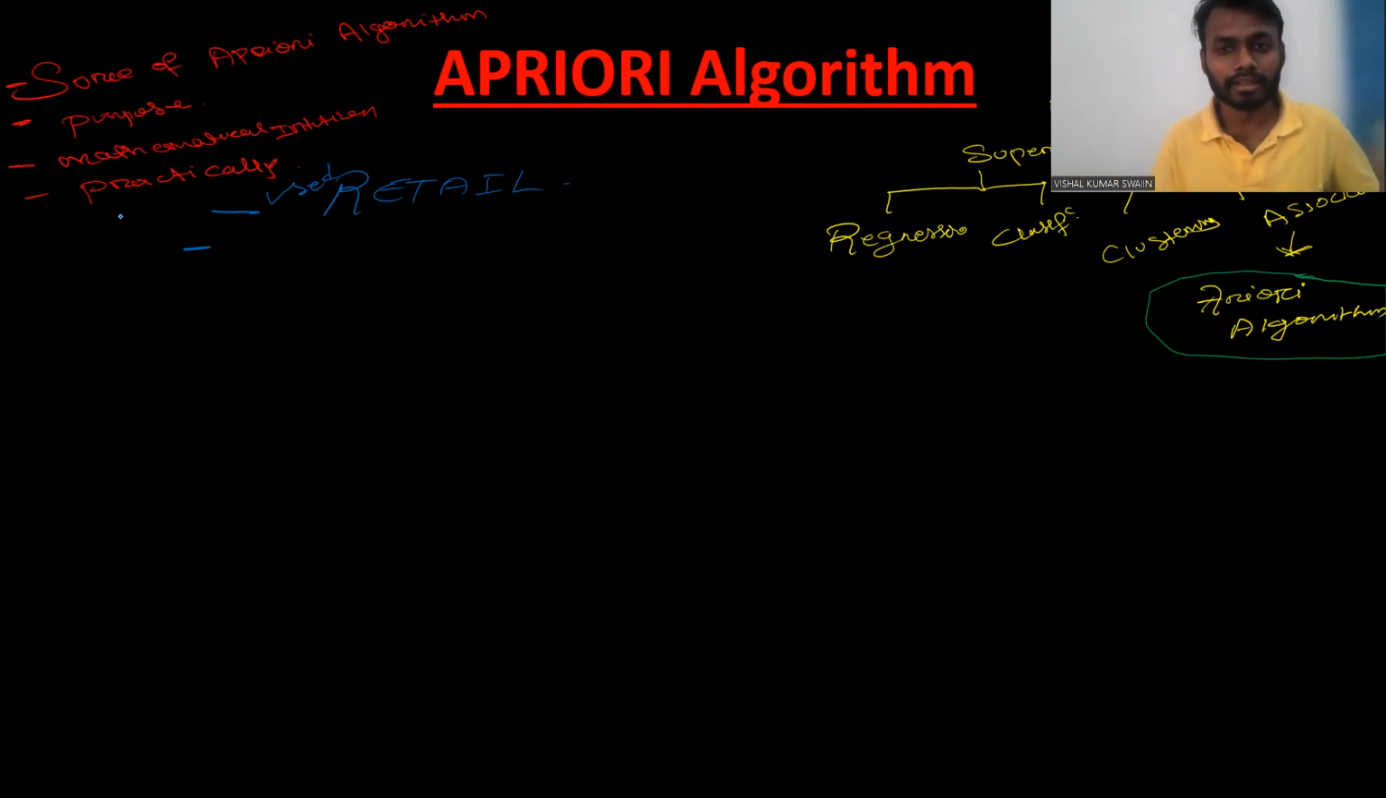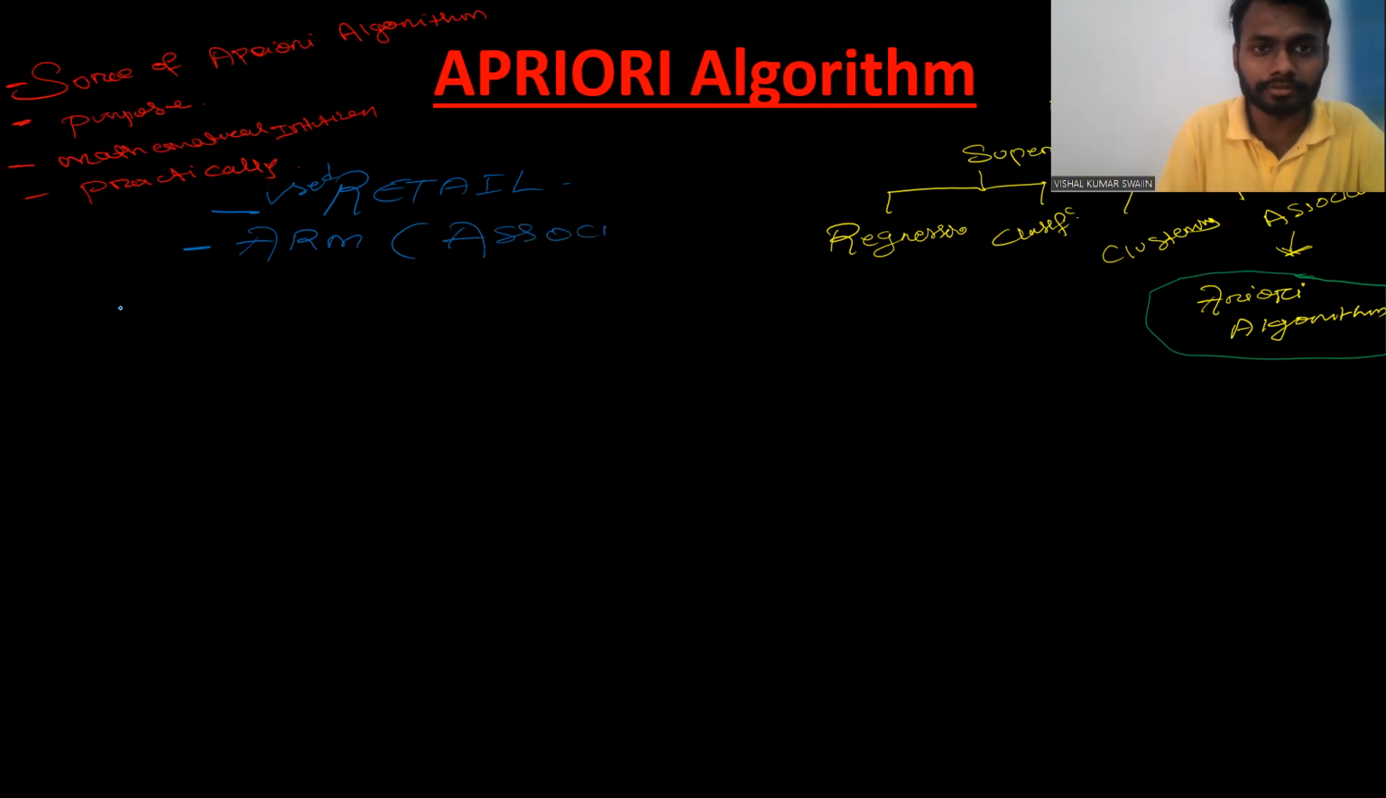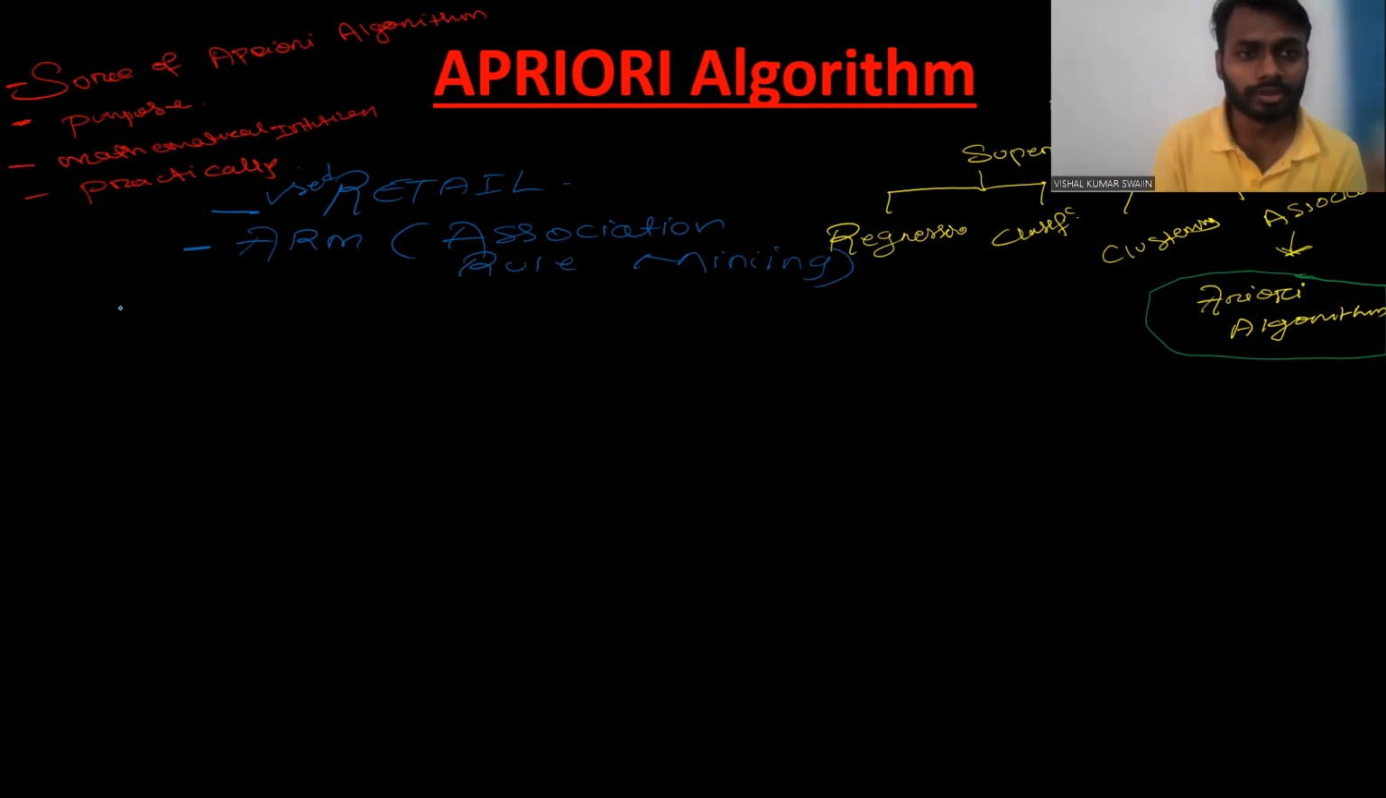And then next, this Apriori algorithm is also known as ARM. So what is ARM? Yes, association rule mining. So it is also known as association rule mining. This algorithm is used to calculate the association rule between two objects.